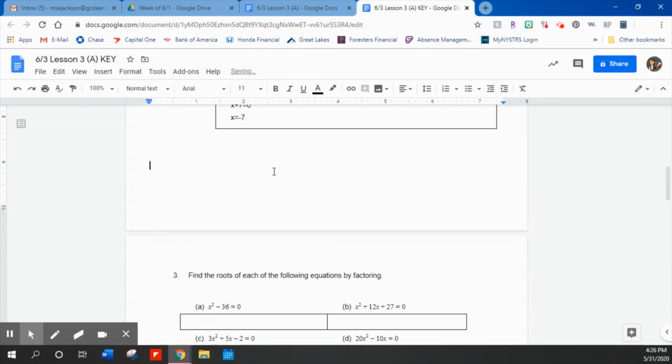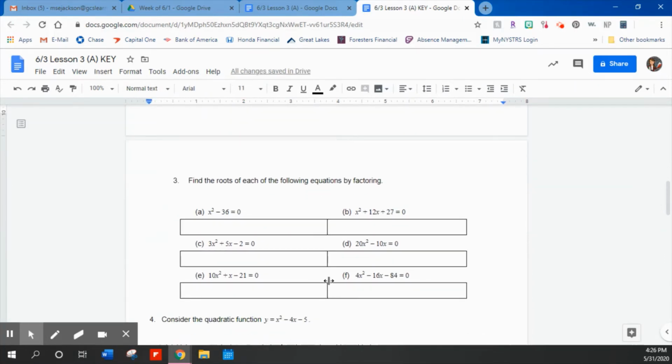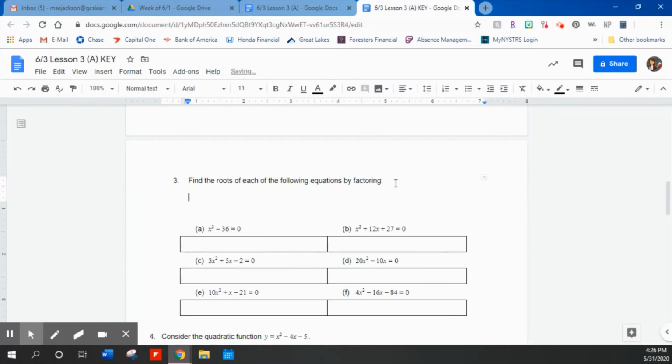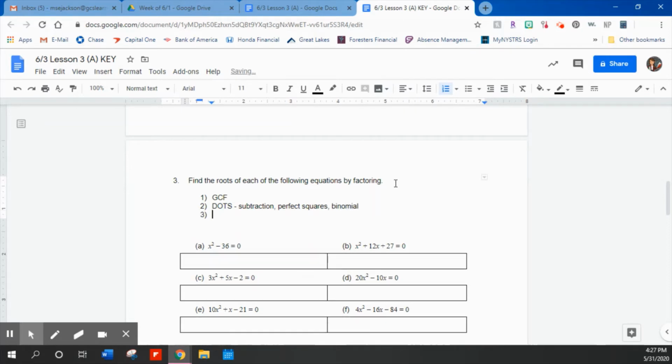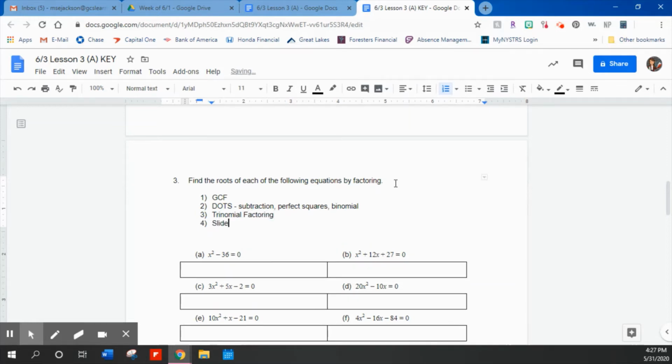Okay, the next few are finding the roots of each of the following equations by factoring. So we are just practicing factoring. Now, a couple of things that you need to keep in mind, I'll just write them up here, is remember you always check for GCF first, okay? Your second step is to see if you can do dots. Remember that means we need subtraction, perfect squares, and it has to be a binomial. And then you're going to do regular trinomial factoring. Okay, if trinomial factoring doesn't work, maybe give slide, divide, slide a try.